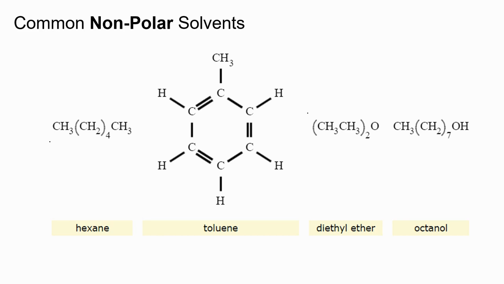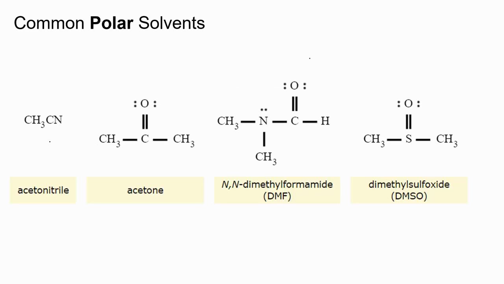That was very exciting. Diethyl ether has an oxygen in the middle, and then it has a carbon chain on one side and a carbon chain on the other side. And then octanol is just a really, really long carbon chain, 8 carbons long, and then it has an OH group on one end. But we still consider it to be non-polar. There's mostly carbons and hydrogens.